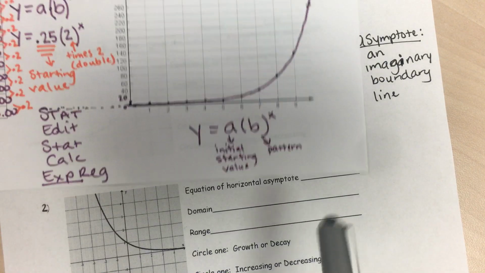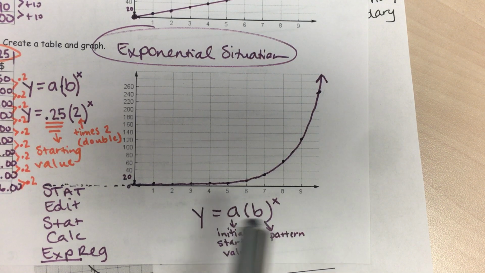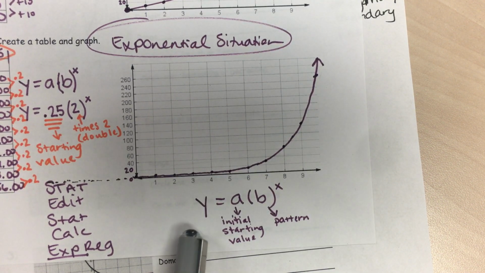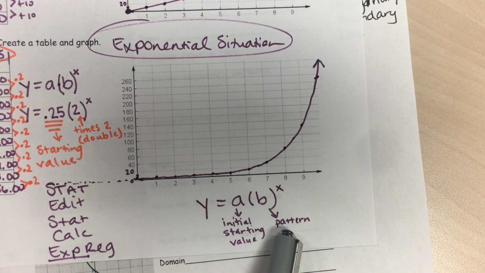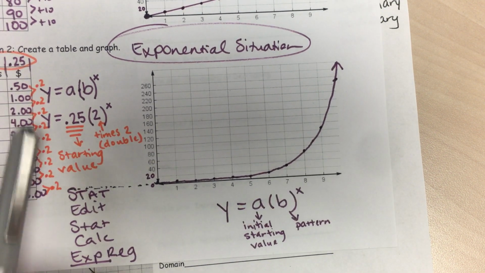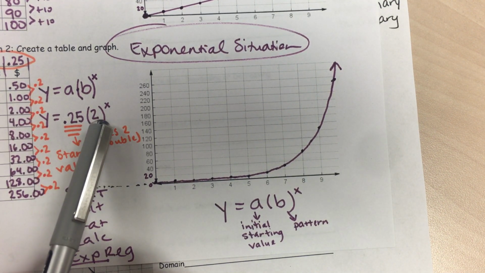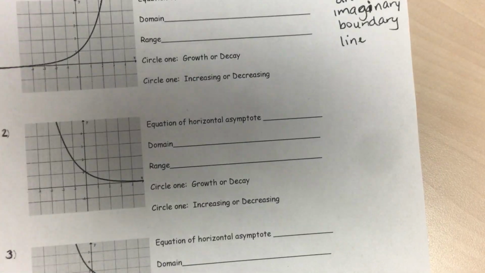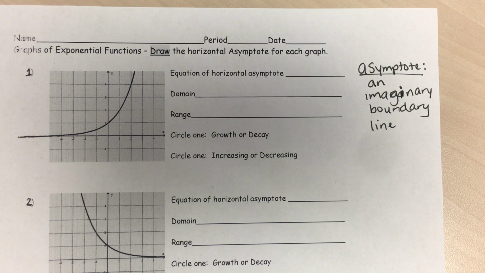Okay? We also were introduced to the form of the, let's say, the function rule for exponential functions, where A will be our initial starting value and B will be the pattern that we see. In this pattern, it was times 2 the entire time, so that was our pattern 2. And we began with 25 cents. Okay? So, today we're going to learn about key features, typical features of exponential graphs.